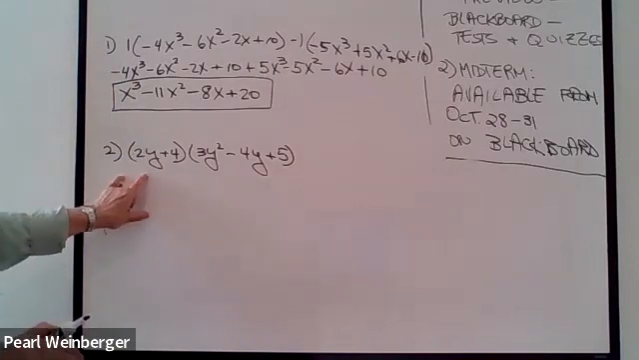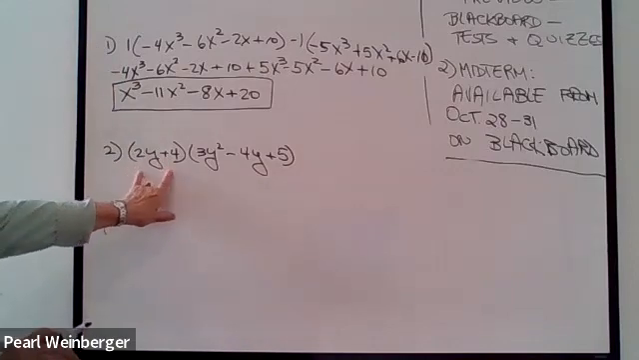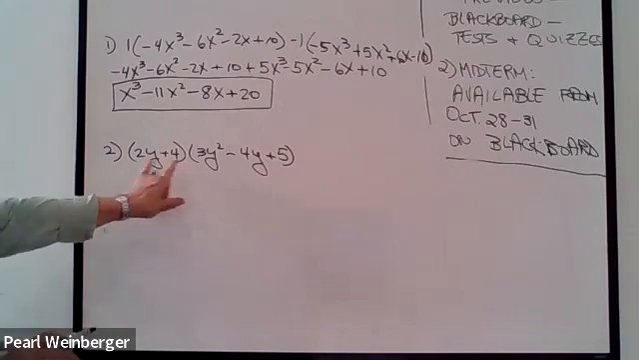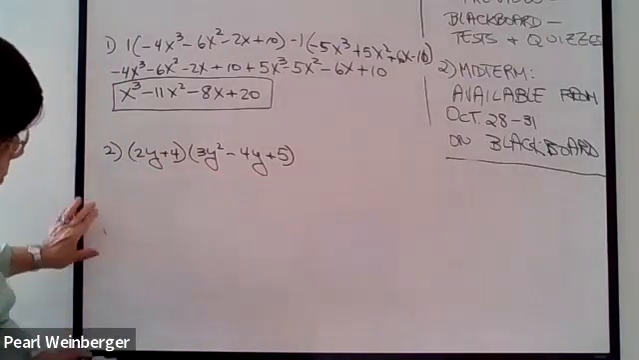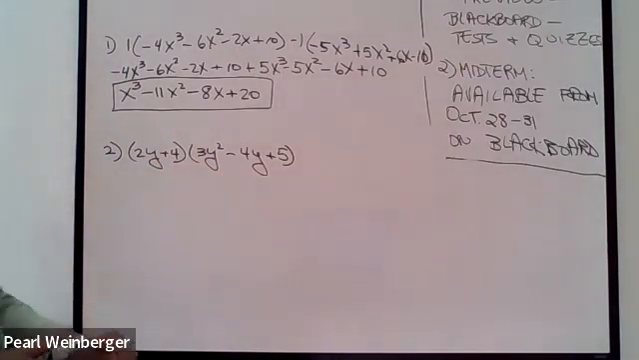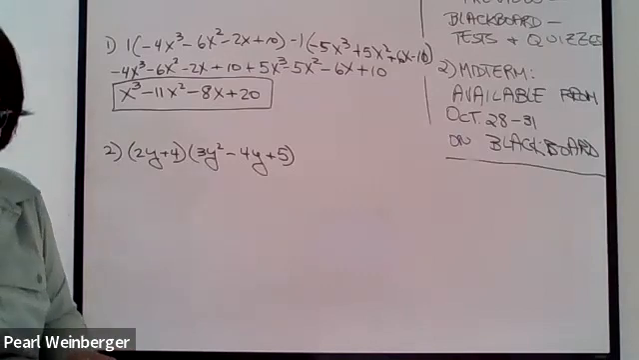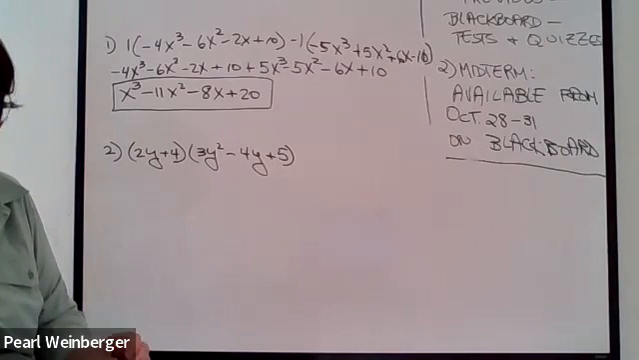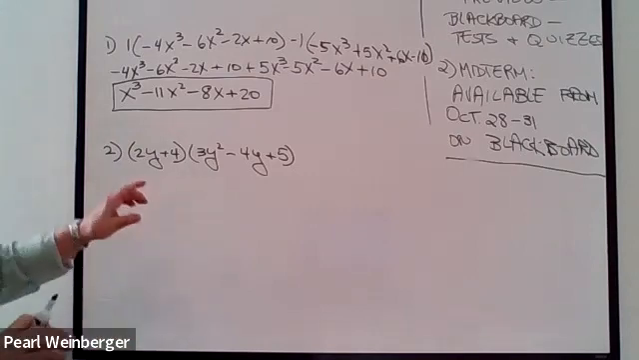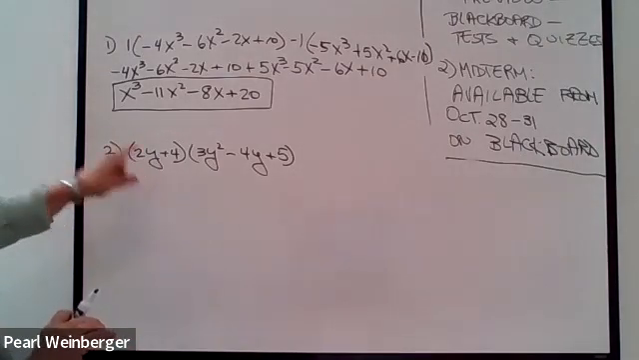Okay, the second one is a multiplication. We have a binomial, 2y plus 4, times a trinomial, 3y squared minus 4y plus 5. Now, we can't use FOIL on here because FOIL specifically means when you have two terms, a binomial times a binomial, two terms times two terms. But what we do is we just use the distributive property twice.